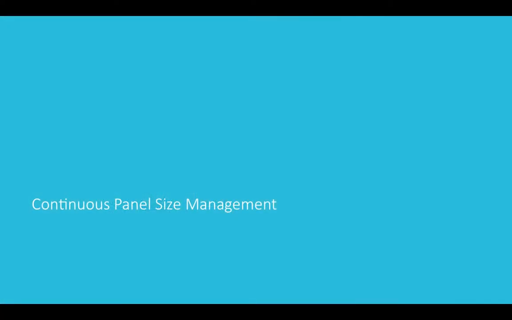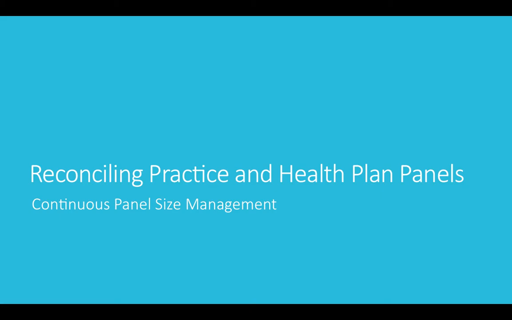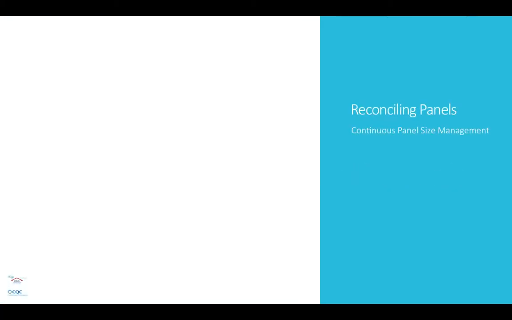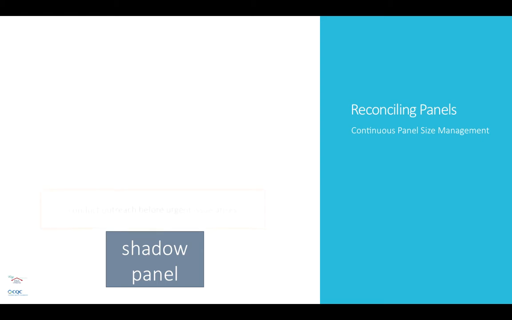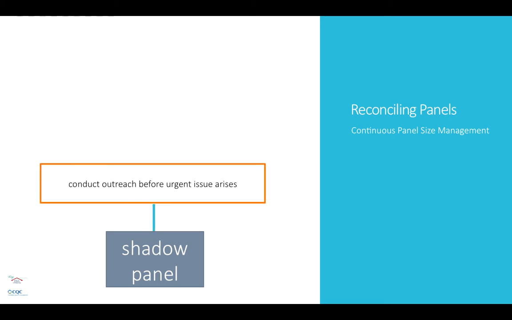What do we do if a patient has never been seen in a practice but was assigned to a provider by a payer like managed Medicaid? Many practices have a shadow panel, a list of people who have been assigned to the practice by a payer but who have not engaged in care. Some practices conduct outreach to this shadow panel to establish care before an urgent issue arises.